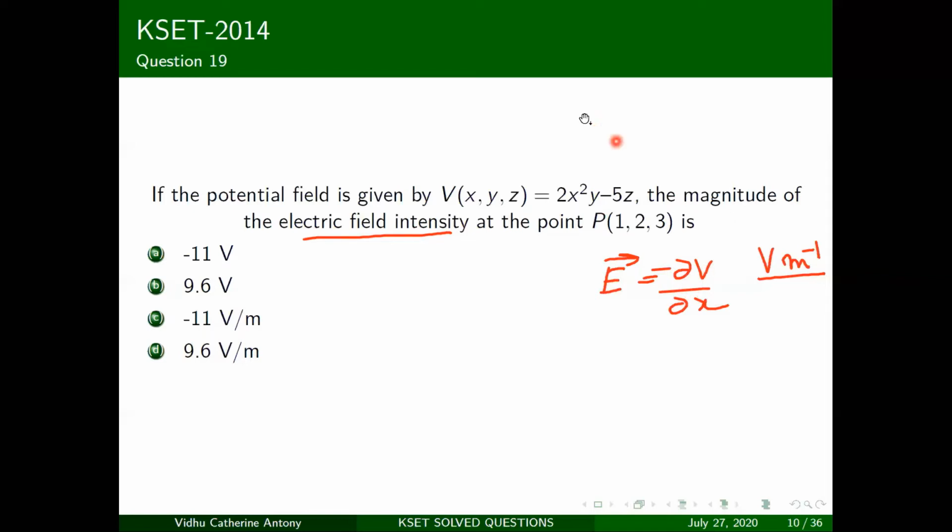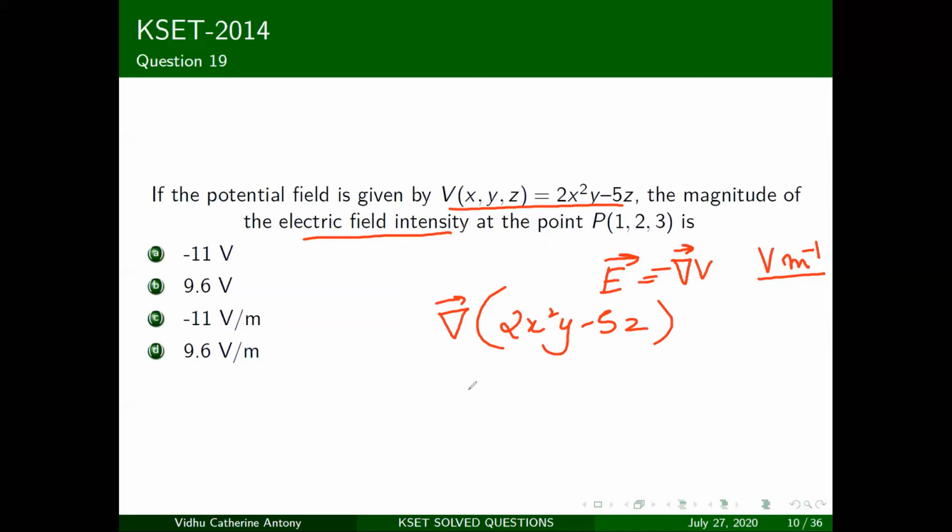Okay, not just one coordinate, but 3 coordinates. So I will erase this part, and I will put a nabla. So gradient of your potential, so that's your electric field. Now you need to calculate the gradient of this potential. So this is the potential that's given to you: 2x squared y minus 5z is given to you. So you take the gradient of that, and how do you do that?